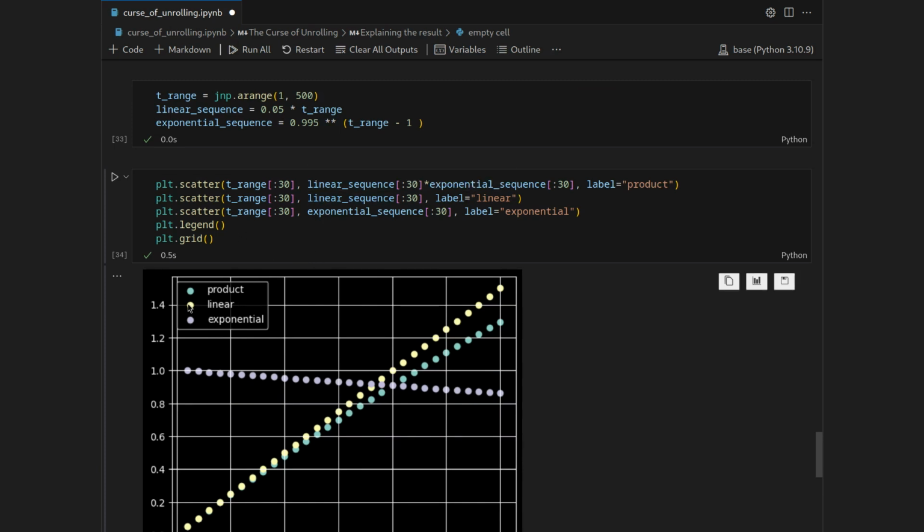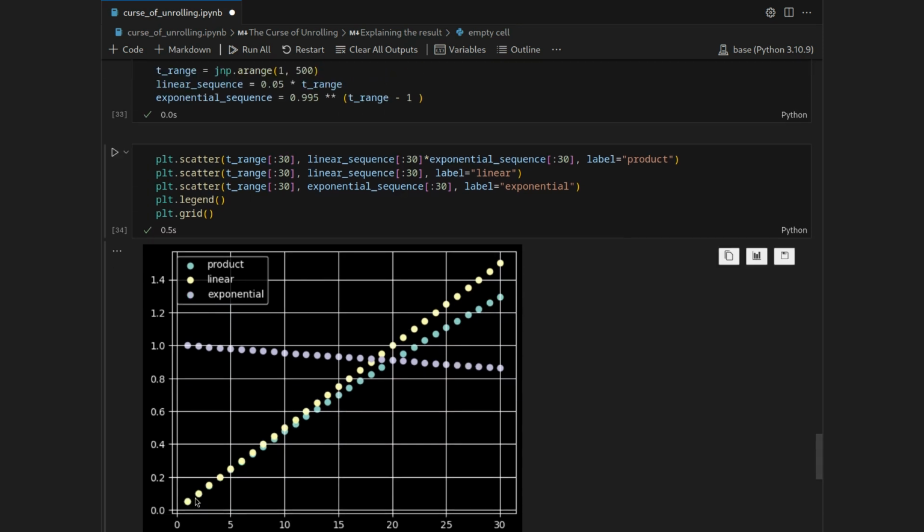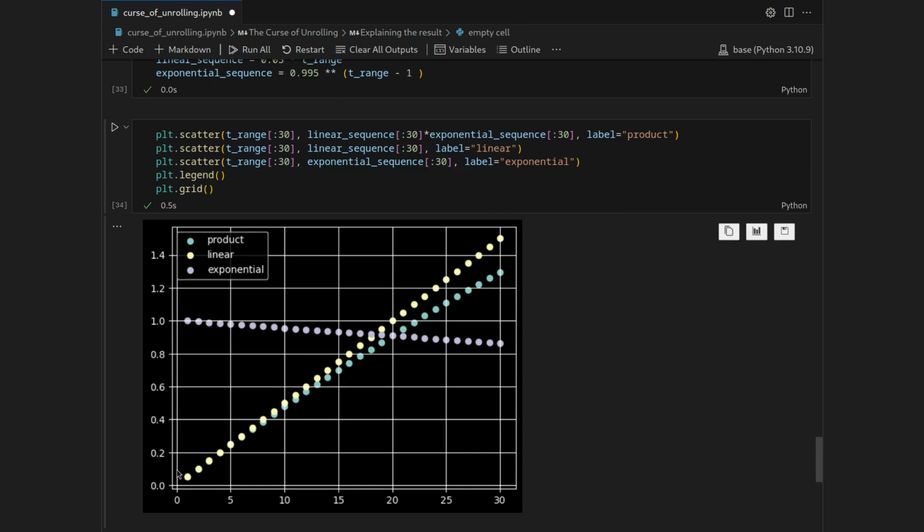For now, let's only look at the linear and the exponential sequence. So the linear sequence, as you expect, is positive, so it linearly rises, starts at a low value and then gets greater. Then we have the exponential sequence. This one is decaying. Here you don't see that it's actually exponentially decaying, because we just look at a small snapshot. However, if you now look at the product of those, you see that the product initially increases because in the beginning, the linear term is dominant.